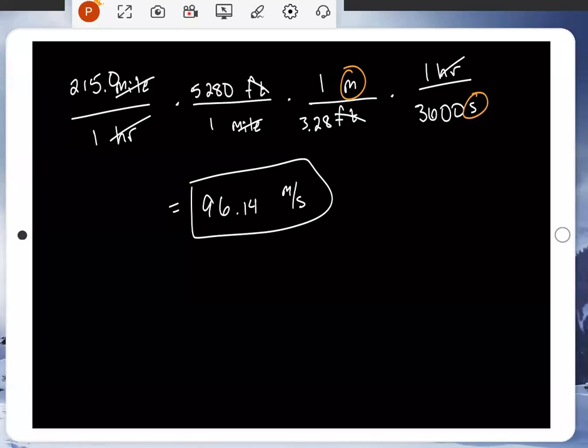When I put that in the calculator, I did not get that. Okay, let me make sure. So 215 times 5280, then divide that by 3.28, then divide again by 3600. Yeah. So let's double check. 215 times 5280 would be 1,135,200, and this is meters, fine. And then on the bottom I get 3.28 times 3600, 11808.